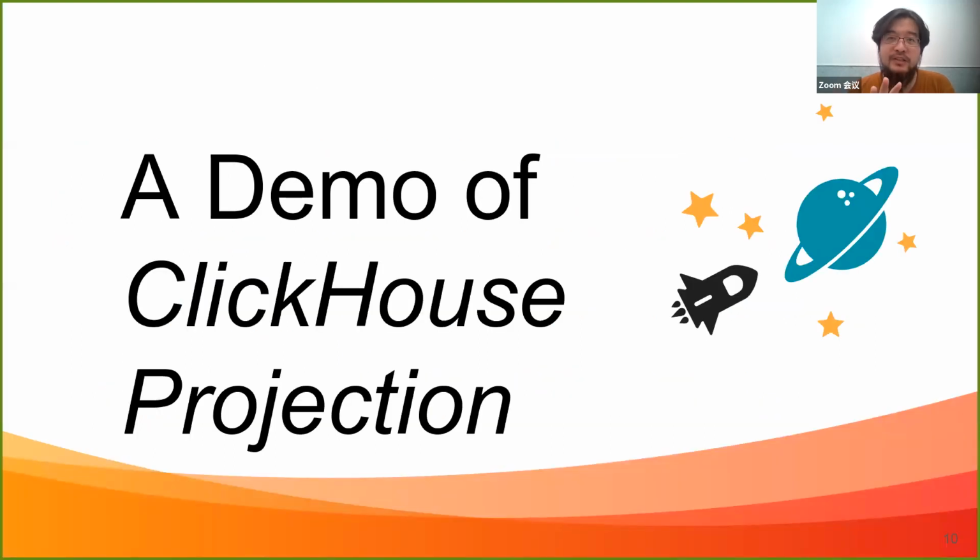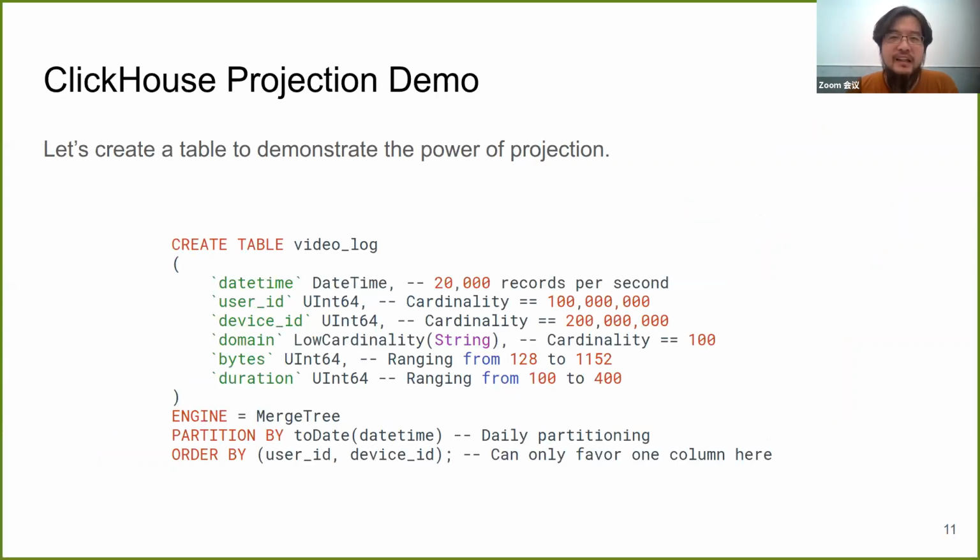Now I hope I've made projections attractive. Let's see how it works in a real example. Here's a demo of some video analyzing workload. Let's create a table to demonstrate the power of projection. Let's call this table video log, which contains a datetime column with 20,000 rows per second. It has two ID columns with huge cardinality and a domain column with low cardinality. It also contains two measurement columns, namely bytes and duration, of a video frame. The table is partitioned by day and favors the user ID column with regard to column ordering.